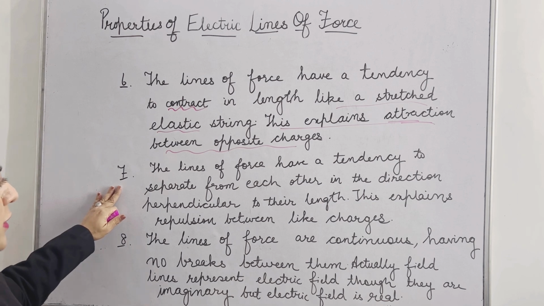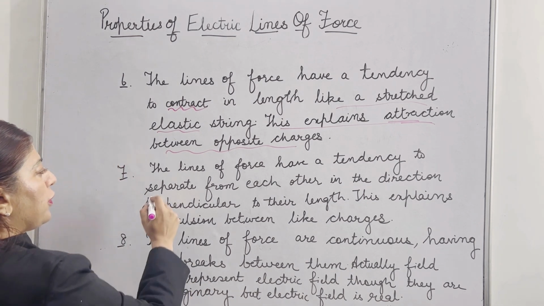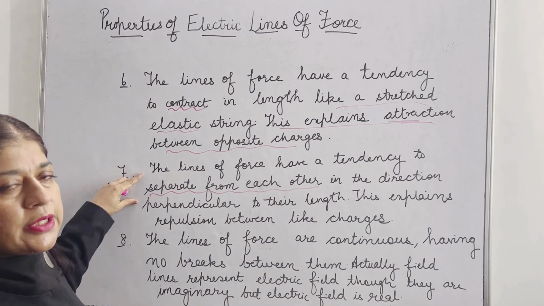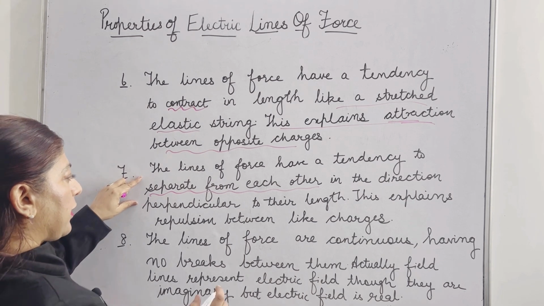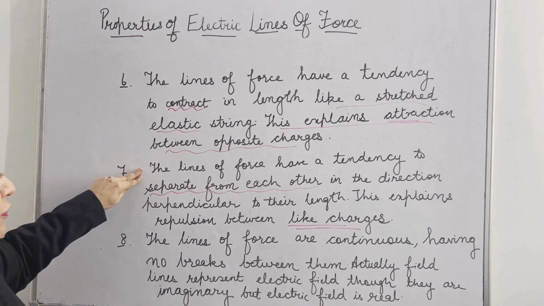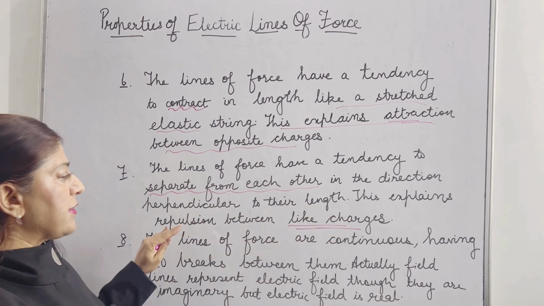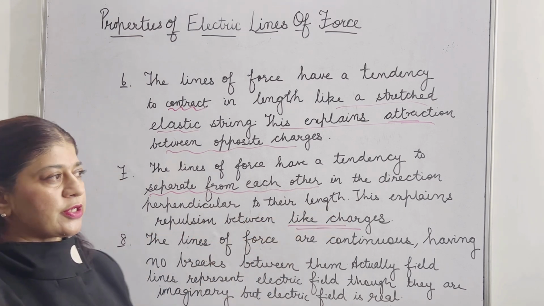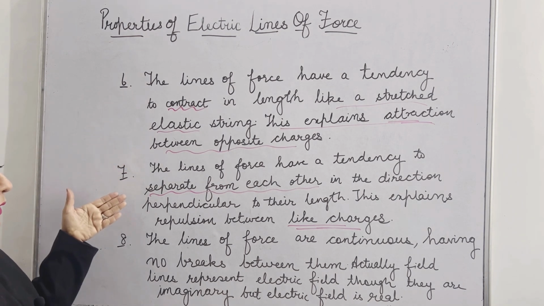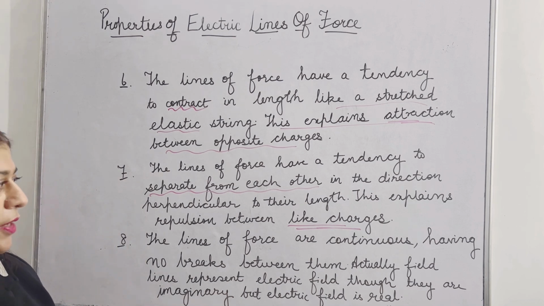The next property is that if the lines of force are shown with a tendency of separation from each other, you know very well that separation exists when there are like charges. So whenever the lines of force have a tendency to separate from each other in the direction perpendicular to their length, this explains the repulsion between like charges. So just looking at the lines of force, whether they are contracting or have a tendency of separation, you can identify the nature of the charges there.